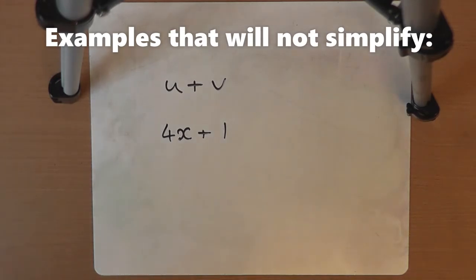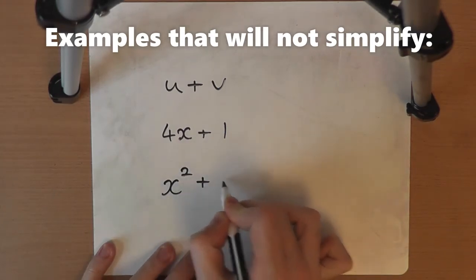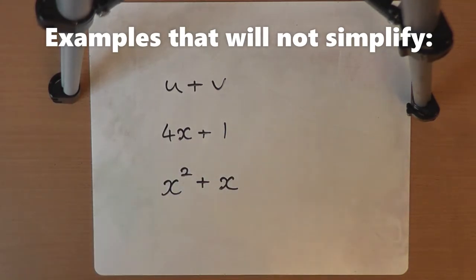Something else that will not simplify, something like this, say, x squared plus x, because they're 2 different things. This is a number times itself, and this is just the number on its own, and there is no way to actually simplify that. If you wanted proof of that, you could say, let's pretend that x is a particular number, and you can show that there is no way to simplify it to anything useful. There's no way to get from this to anything else.